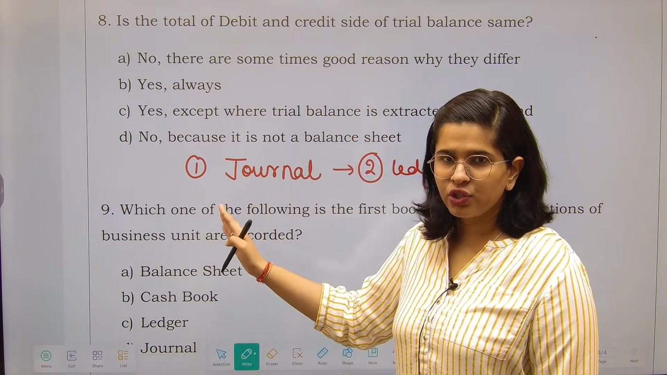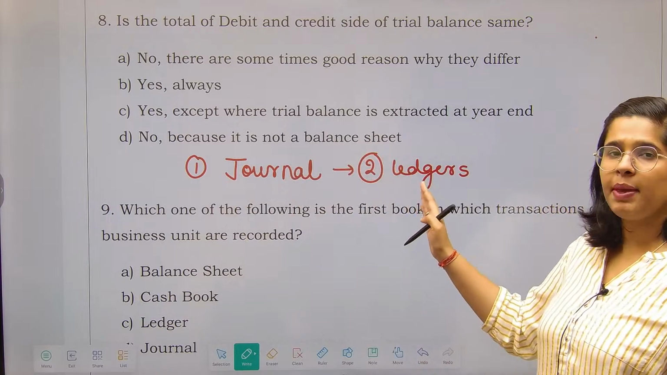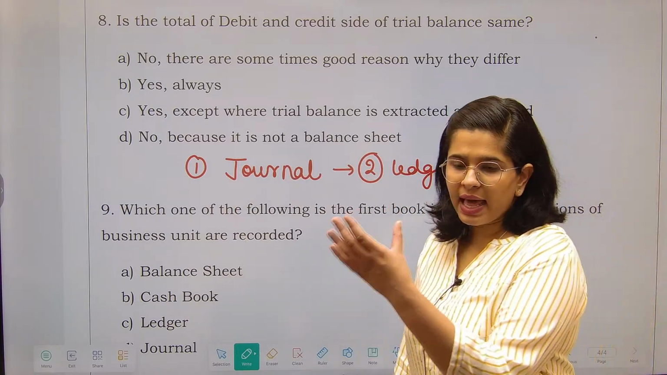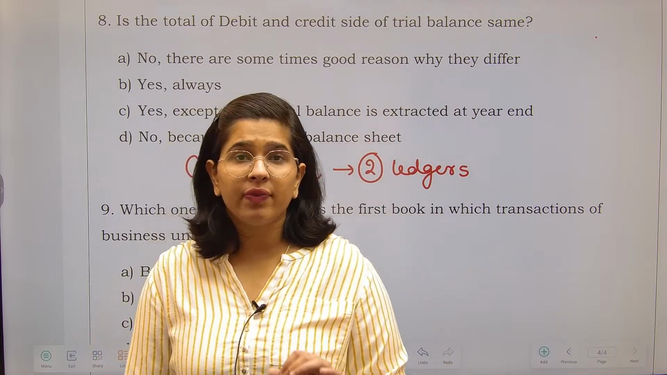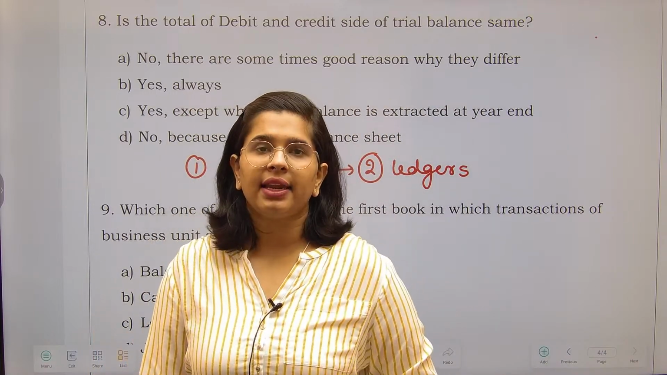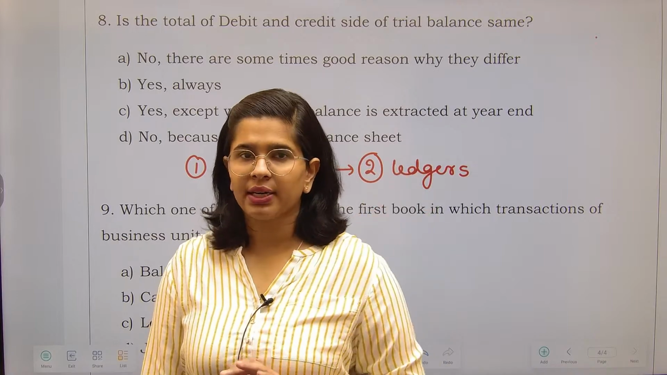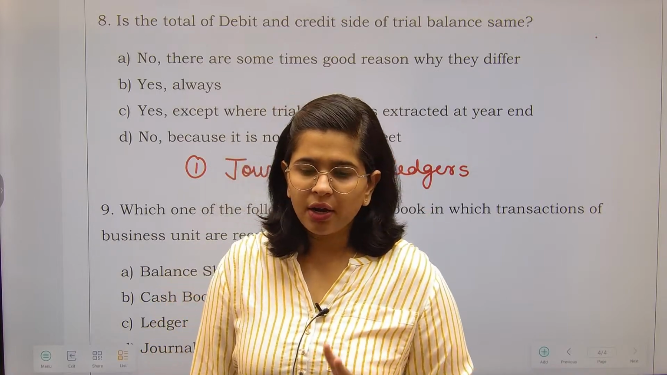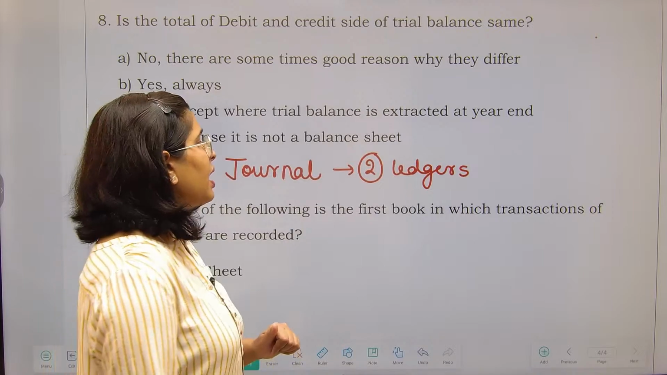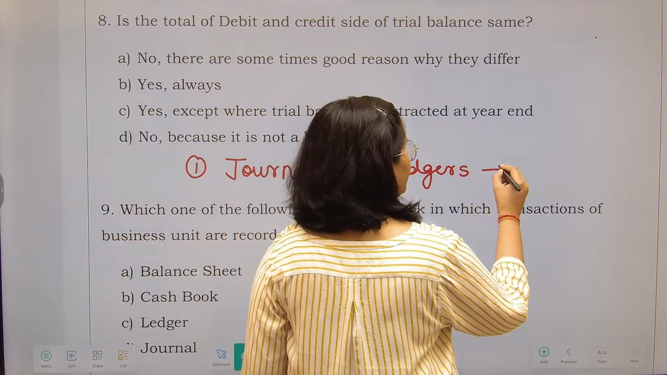Once I have prepared the journal entry, now the ledgers will be prepared. Ledgers means the salary account ledger will be prepared. All such entries which have been passed in the salary account, we are going to depict separately. So this is your number 2 step. Number 3 is your trial balance.